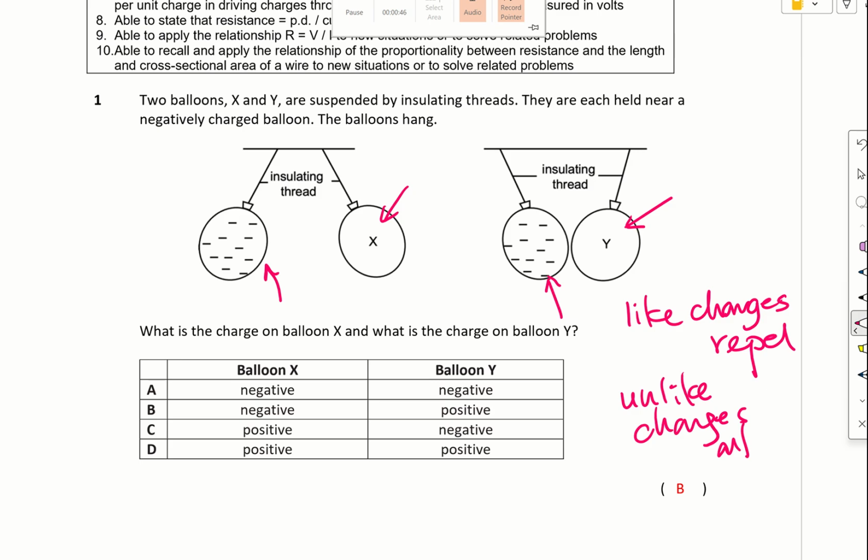Okay, so it is quite obvious that for balloon X, it must have the same charge. Okay, same charge, that's why it is being repelled away from the negatively charged. So balloon X must be negative. Okay, for balloon Y, however, it is going nearer to the negatively charged balloon, so it must have unlike charges, which means it must be positive. Okay, so the answer is B.